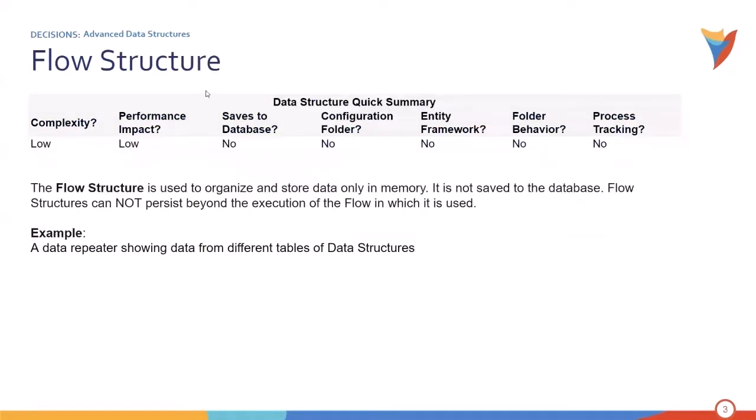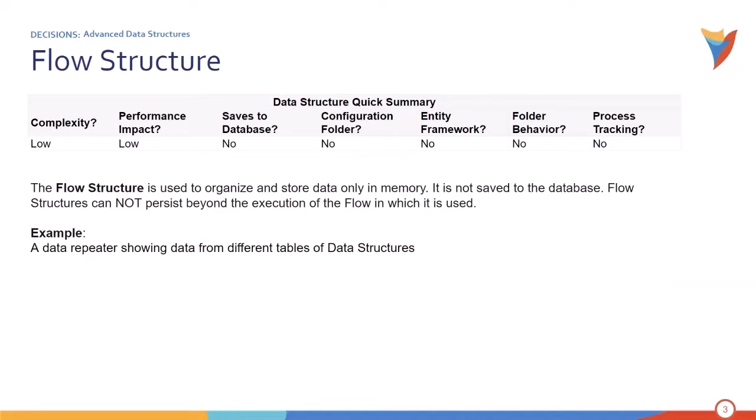Next up, we have our flow structure. Flow structure is used for organization in a flow. It is a container that is used to leverage data inside of the workflow and to pass it between workflows. There is no way to save the data captured in a flow structure into a database.